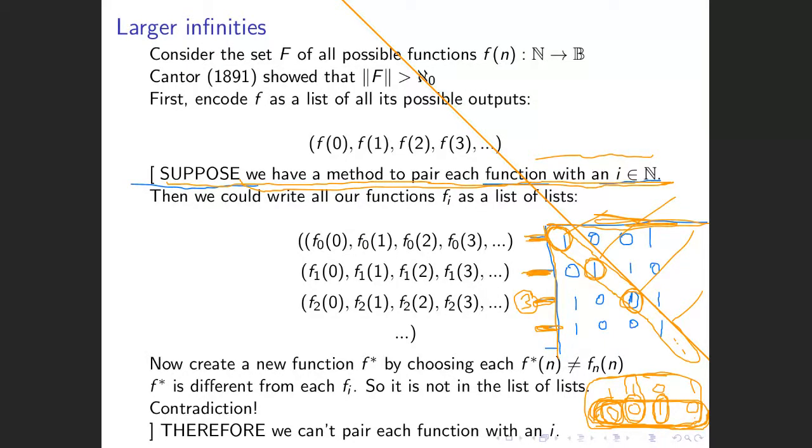So therefore, our assumption must have been wrong. We cannot, in fact, pair each function with a natural number. And that means, under this definition of cardinality, there are more of these functions than there are natural numbers. So the set of functions then has a larger size, or a larger cardinality.